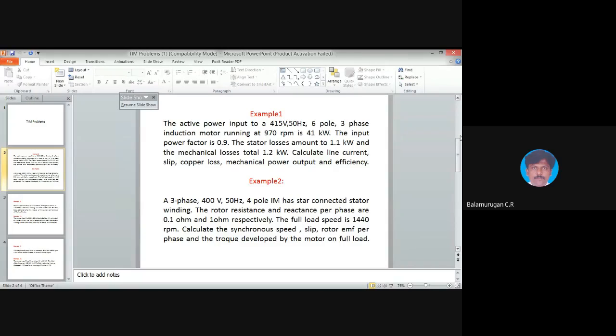Here you are substituting slip value 0.04. So E2 squared, 131.965 whole squared into R2, that is 0.1, divided by R2 squared, 0.1 squared, plus 0.04 into 1, all whole squared. So 0.1 into 1 whole squared. You should get around 114 point something.